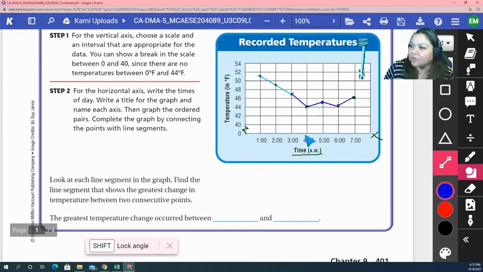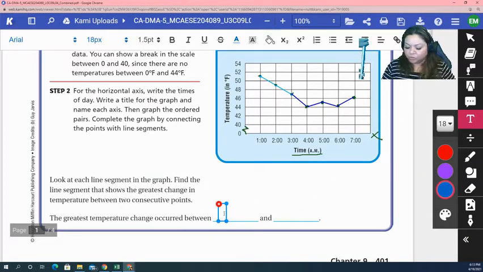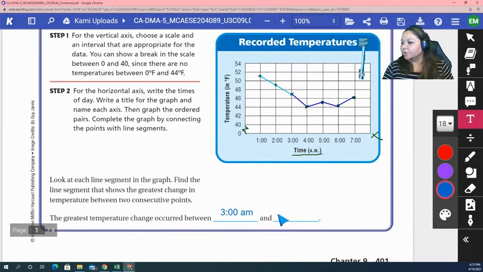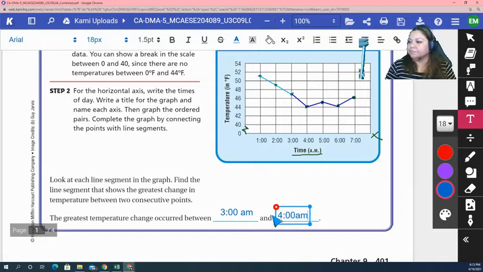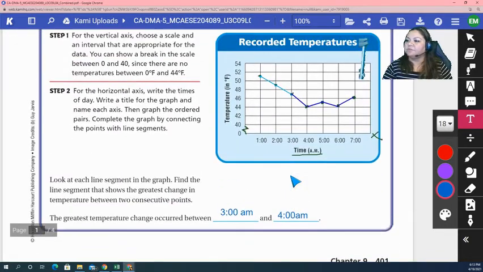So in this case, we could see here from 3 o'clock to 4 o'clock, the line actually drops the most. Here, it only drops a little bit, up and then a little bit down and then a little bit up. But between 3 and 4 o'clock, it goes down the most. So that means that the greatest temperature change occurred between 3 a.m. and 4 a.m. Okay, that's for this problem.